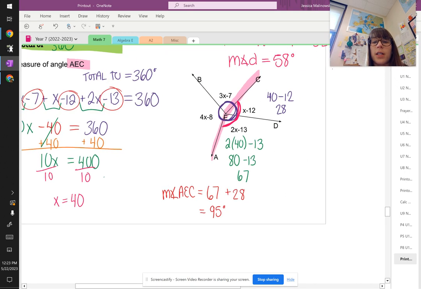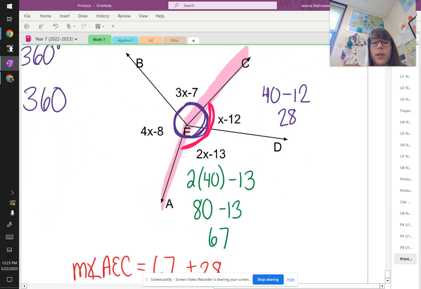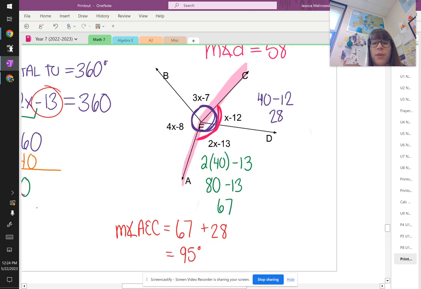So again, we had to add that purple and the green to get the entire AEC. Both of those together made that.